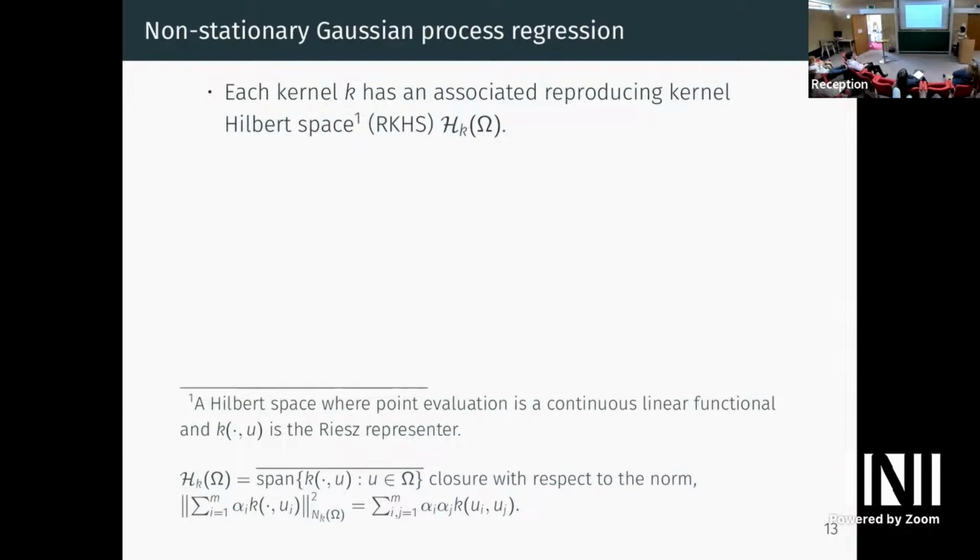Don't worry too much about the details of this, but each kernel K has an associated reproducing kernel Hilbert space. We've got the definition of it down here, which we can go through if people want, but really what we need to think about is that it's a Hilbert space where if you're close in the norm of the Hilbert space, then you're close pointwise as well.